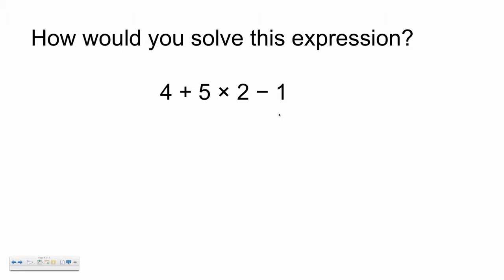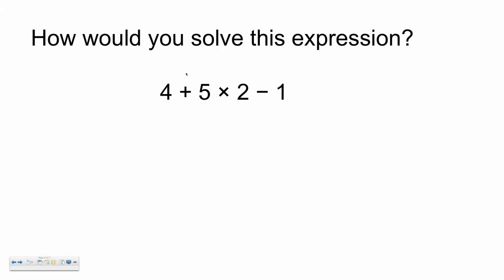However, there are some people out there who might do that in a different way. Some people might just do it by going 5 times 2 is 10. 4 plus 10 is 14. Minus 1 is 13. Or others might start from the back and work their way to the front. 2 minus 1 is 1. 5 times 1 is 5. 4 plus 5 is 9.